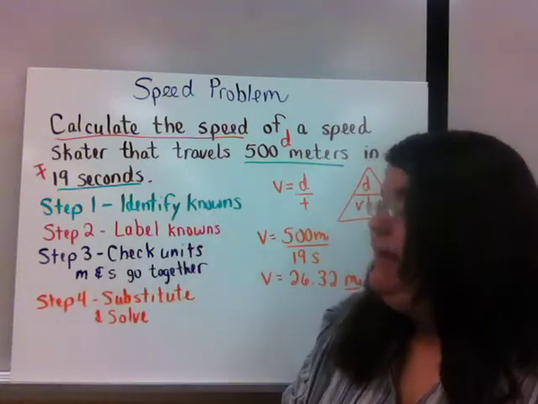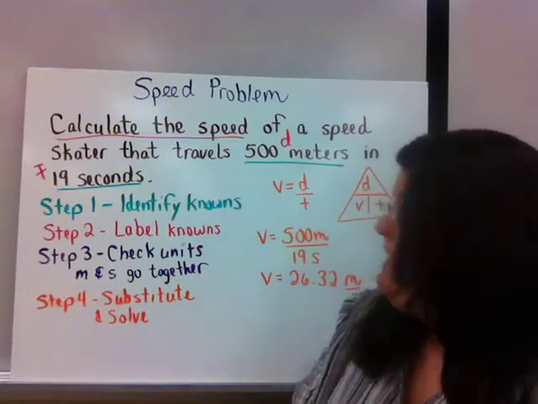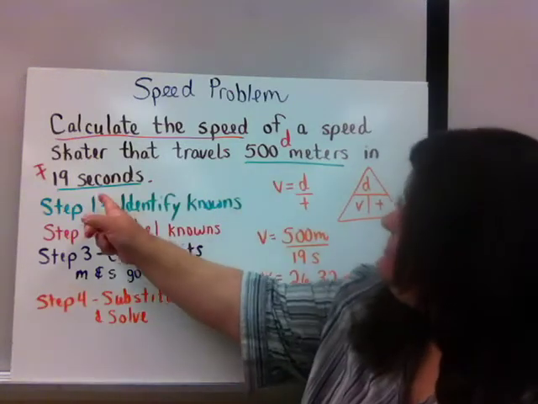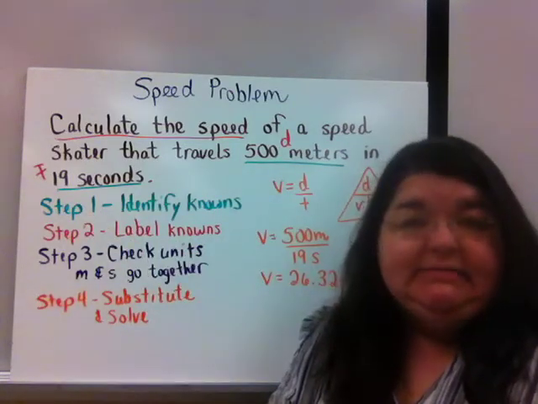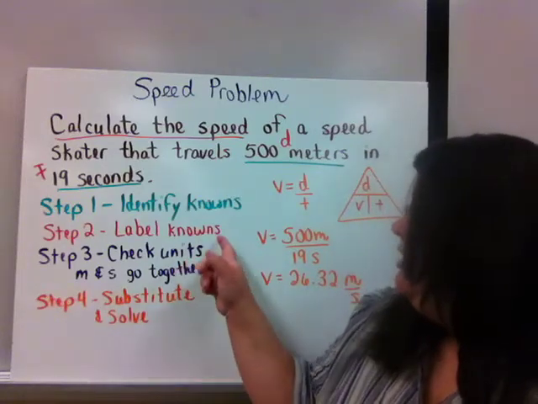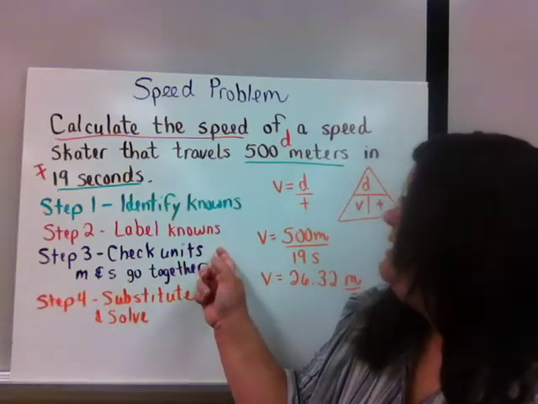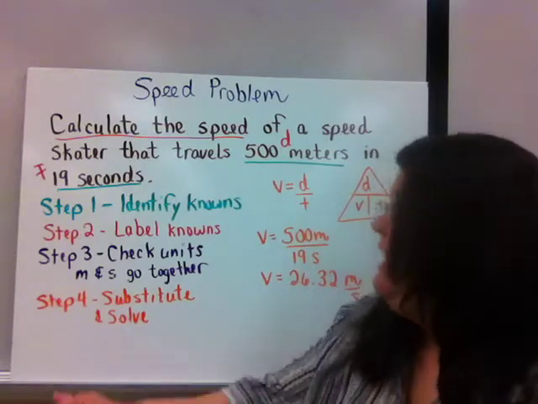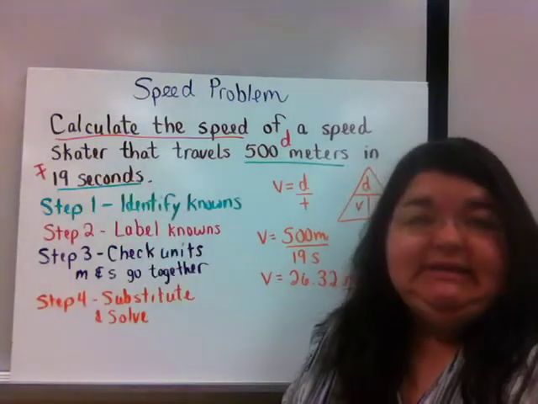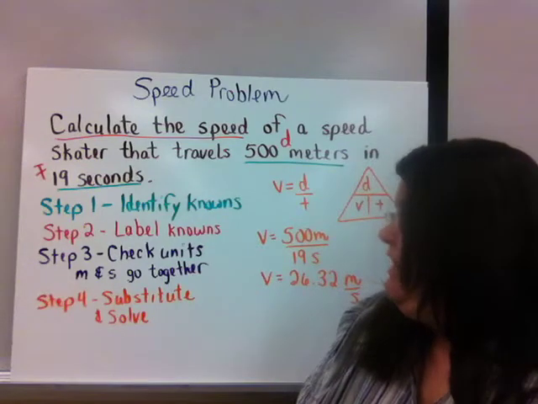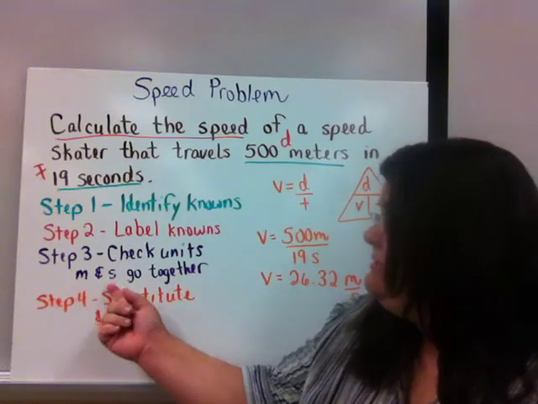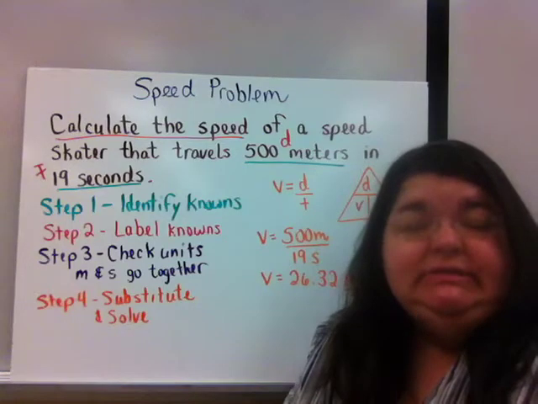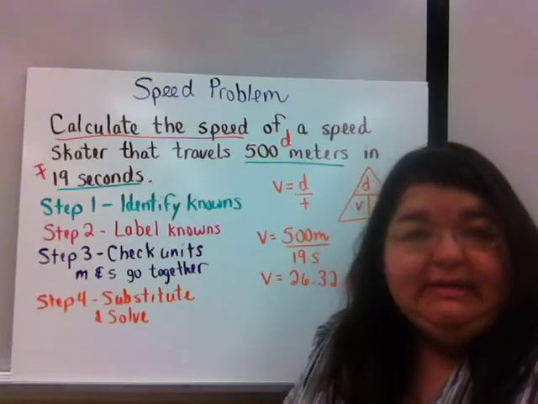So our first step is to identify our knowns. And I see that I have 500 meters and 19 seconds that has been given to me. Now, when I label these knowns, I recognize that meters is distance and seconds is time. I'm going to check my units. Meters and seconds go together, so it's okay for me to use them as they are.